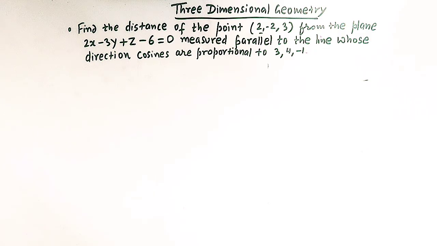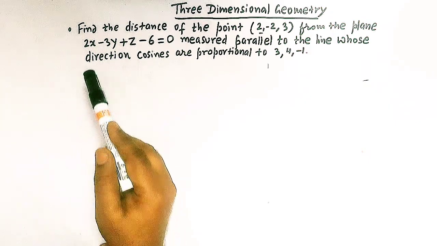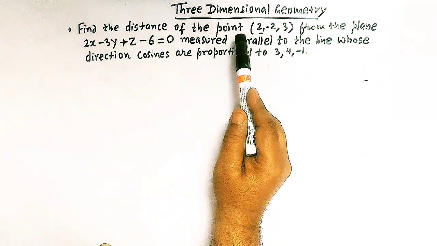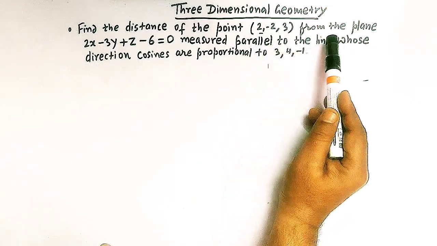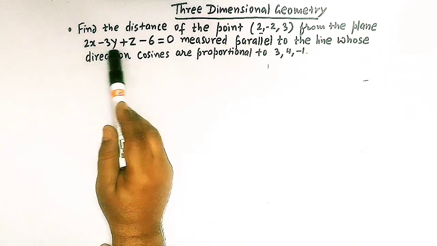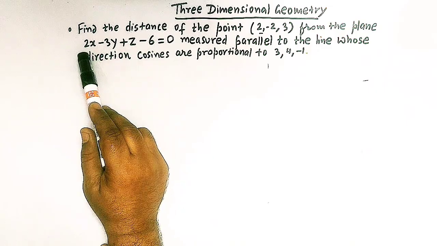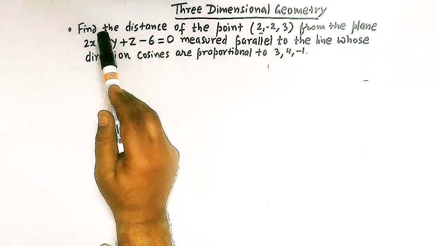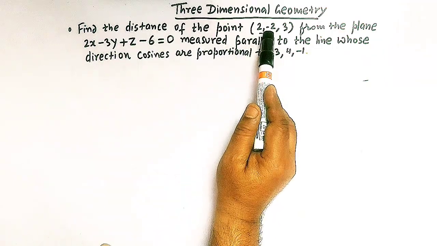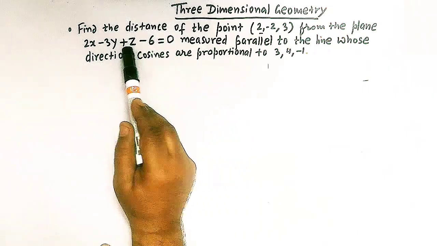Hello viewers, in today's session we are going to discuss another important and conceptual problem from three-dimensional geometry. Here we are going to solve this problem where we have to find the distance of the point whose coordinates are (2, -2, 3) from this plane, whose equation is given by 2x - 3y + z - 6 = 0.